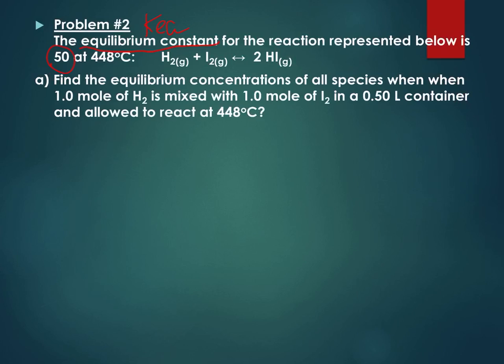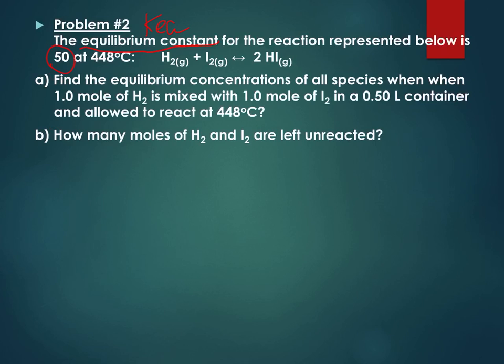So find the equilibrium concentrations of all species when 1 mole of H2 is mixed with 1 mole of I2 in a 0.5 liter container and allowed to react. So it doesn't tell us anything about what the concentration is at equilibrium. We are only told what the initial amounts are. And then again, we're going to change it back into moles when we're done.